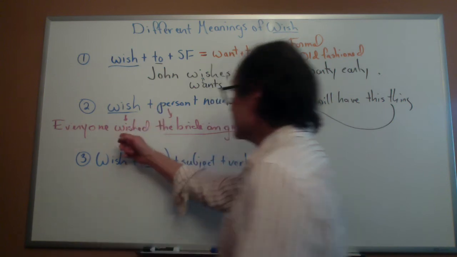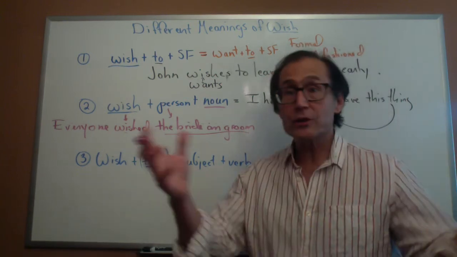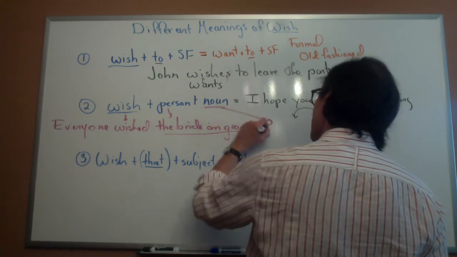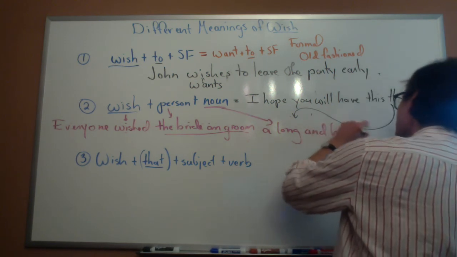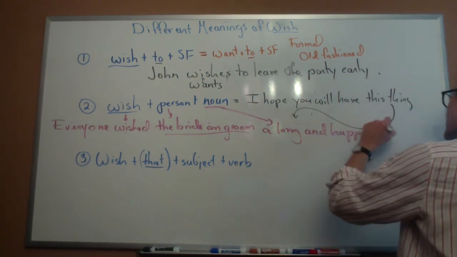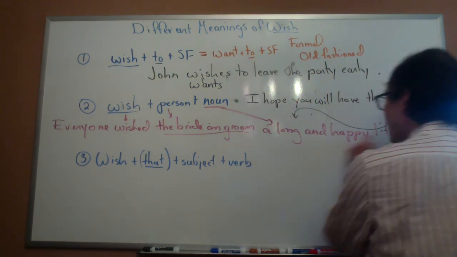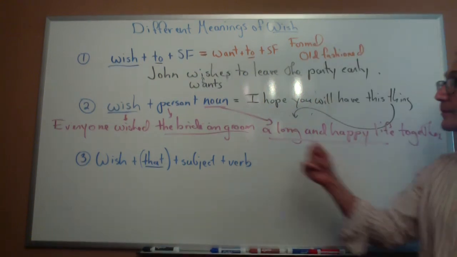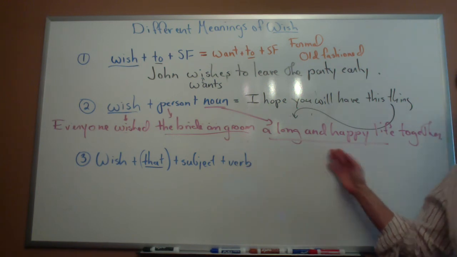So wish, then I have a person, the bride and groom, and then I have a noun. Let's say, what do you wish a bride and groom? I might say, everyone wished the bride and groom a long and happy life together. And so, a long and happy life is a noun. So, when I say, everyone wished the bride and groom a long and happy life together, that means everyone hoped the bride and groom would have a long and happy life together. Okay?